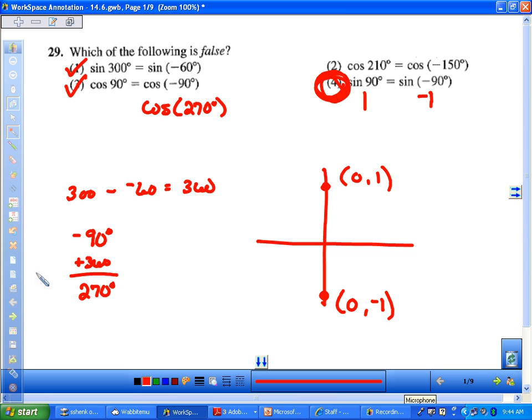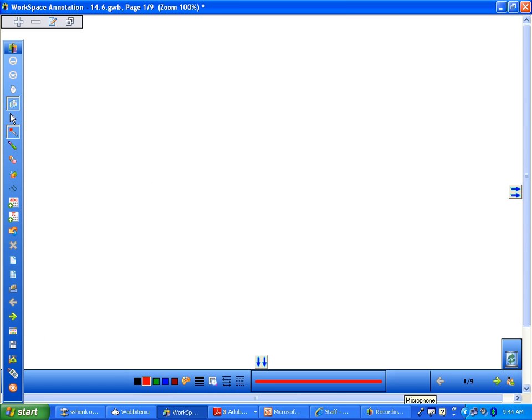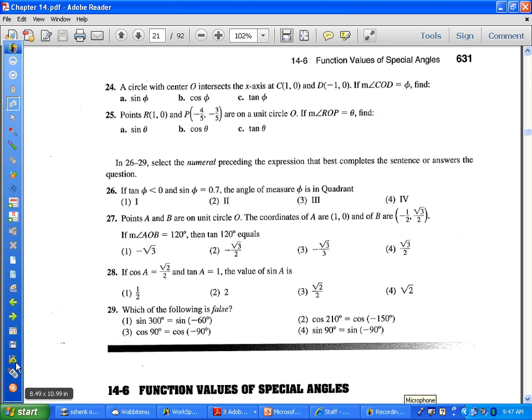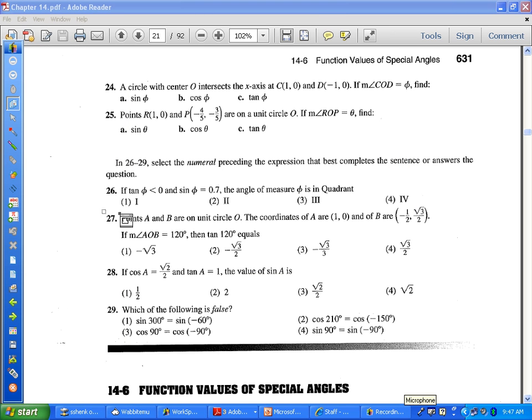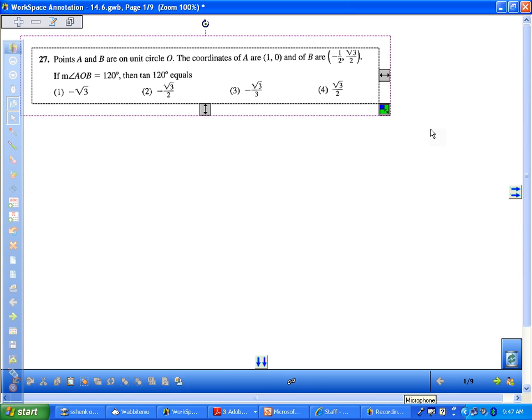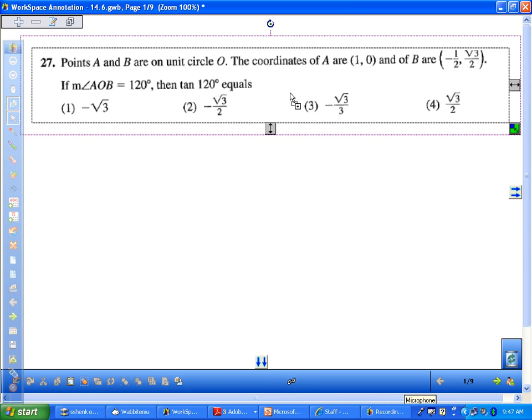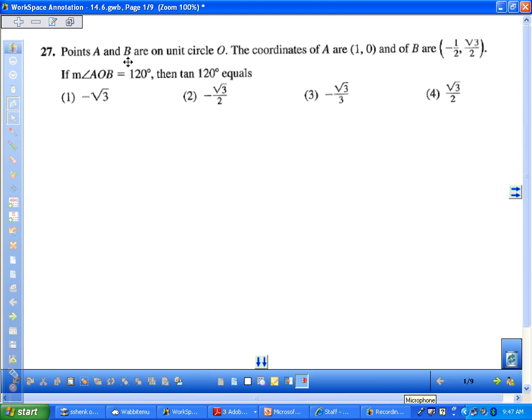All right with 29? Good. Other questions we have, folks? 27, the other multiple choice one. Again, we've got point on a unit circle. Says points A and B are on the unit circle. The coordinates of A are 1, 0.